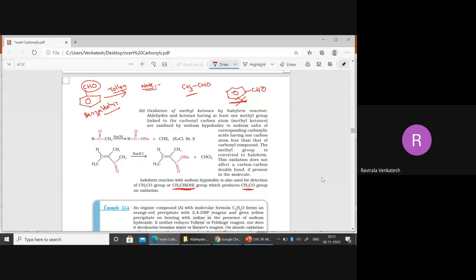Now let me see what happened. At least one methyl group linked to the carbon. What is the meaning of methyl keto? Methyl keto means a methyl group is linked to a C=O group, at least a C=O is linked with a methyl group. Right? Now let me see the reaction. How to make a reaction here. Now we'll make a reaction here.